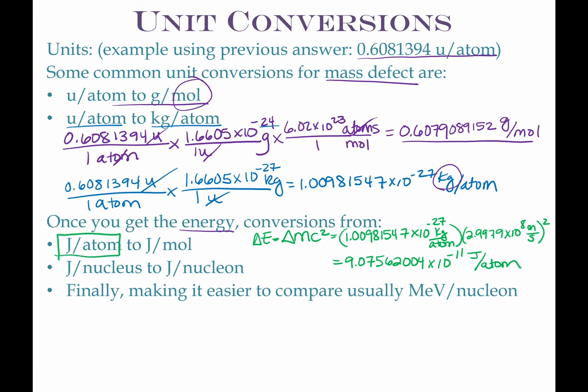Once we're in joules per atom, we might be asked to go to joules per mole, and we would do the same step here to go to joules per mole. If you want me to do that, I can try and move this over. Hopefully I don't have a typo. So put my equal sign over here. What did we have?